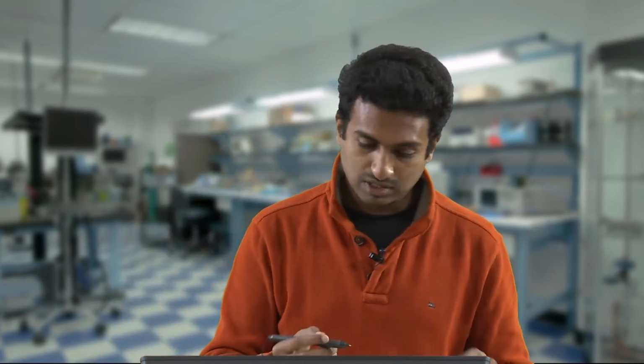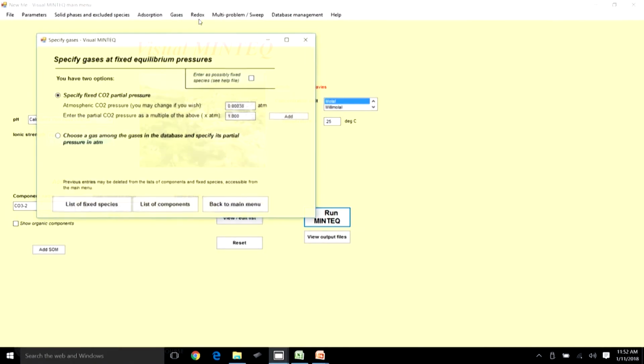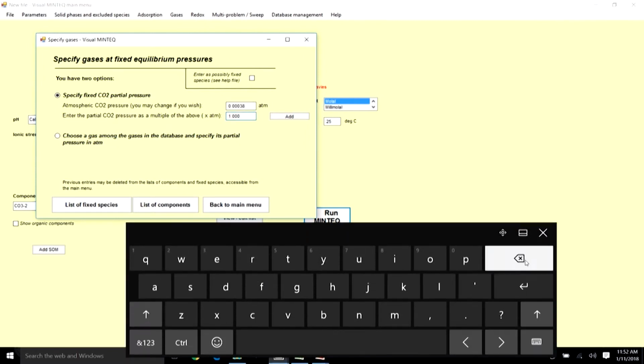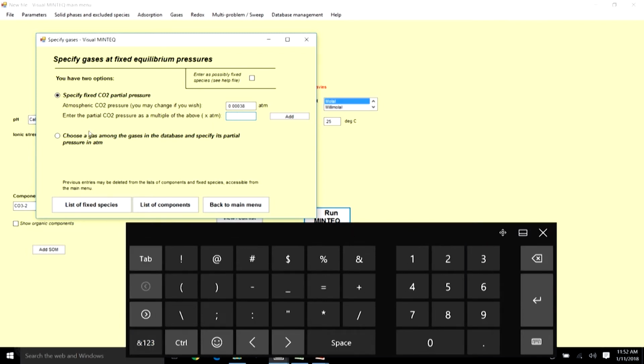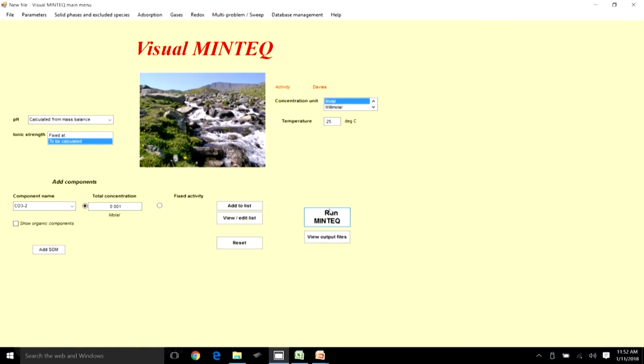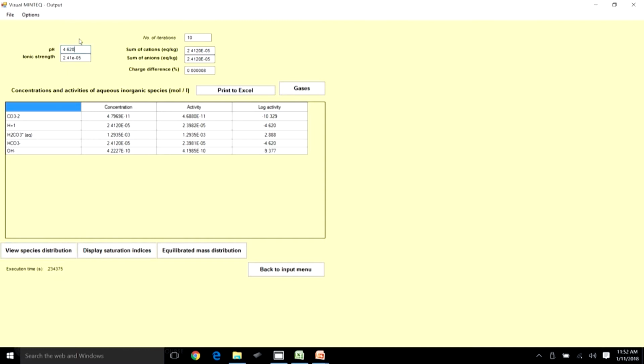So let's look at that. We'll come back to the gases here, and I'm going to specify the gases, but this time the multiple, instead of saying it's 1, I'm going to say maybe it's 100 times, let's say. So here we are just saying enter the partial pressure of CO2 as a multiple of the above. So if I want to go for 0.038 atmospheres, I'm going to say it's going to be 100 times here, and I'm going to add that, right. And now let us run Mintech, and now again you see that the pH has fallen to 4.6, right.